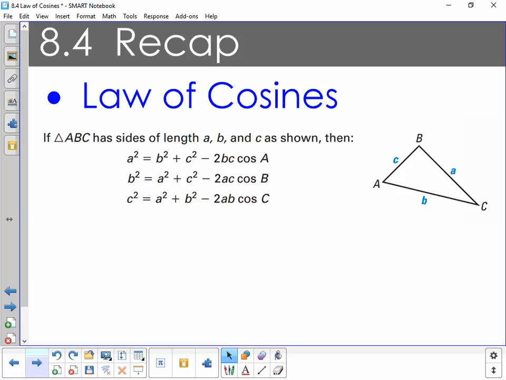So here you have all the laws on the back of your paper. I will give you a formula sheet that you can use on your test. That's it for today's lesson.